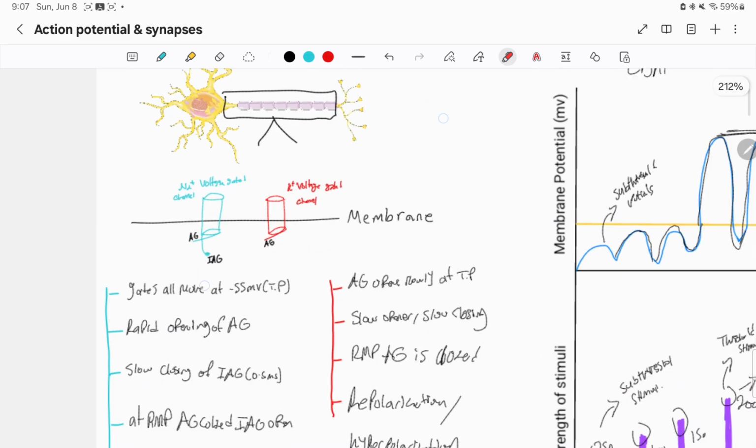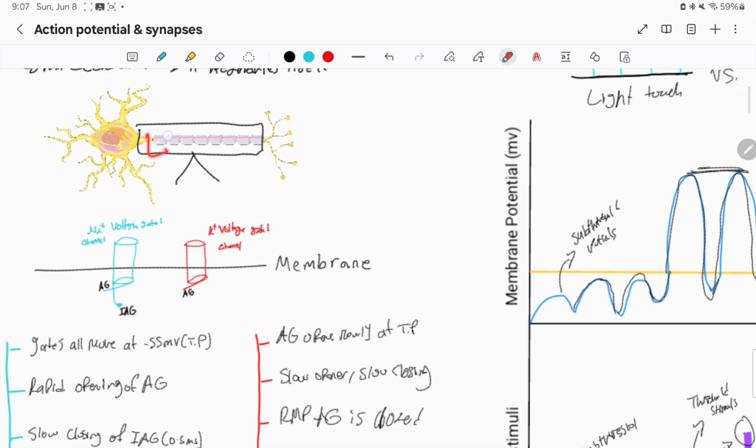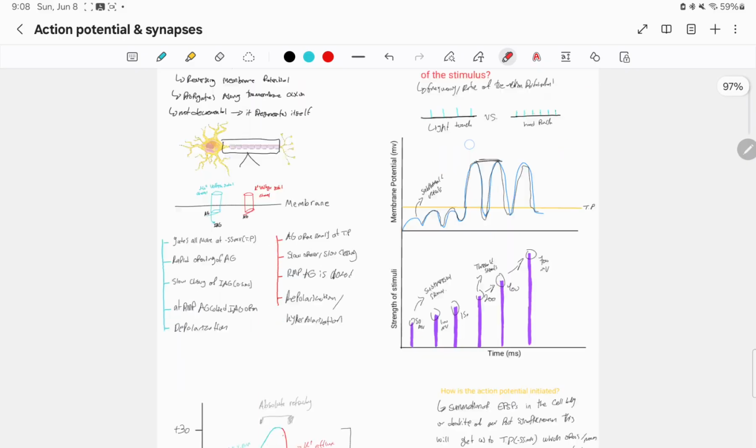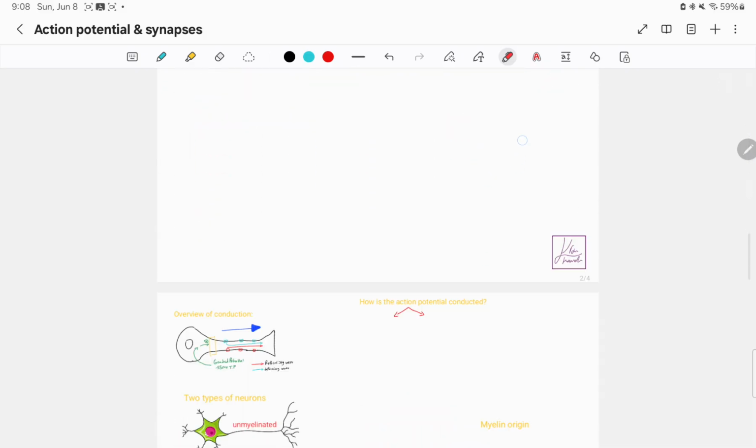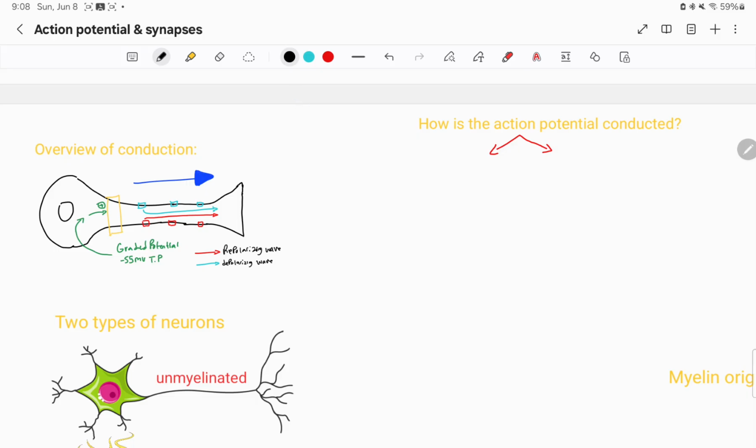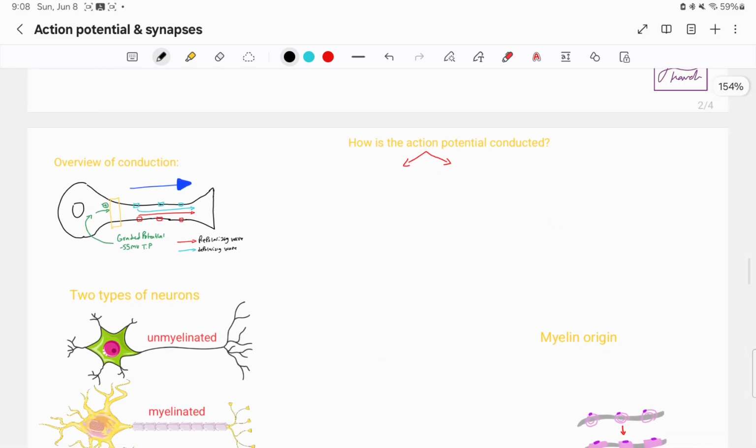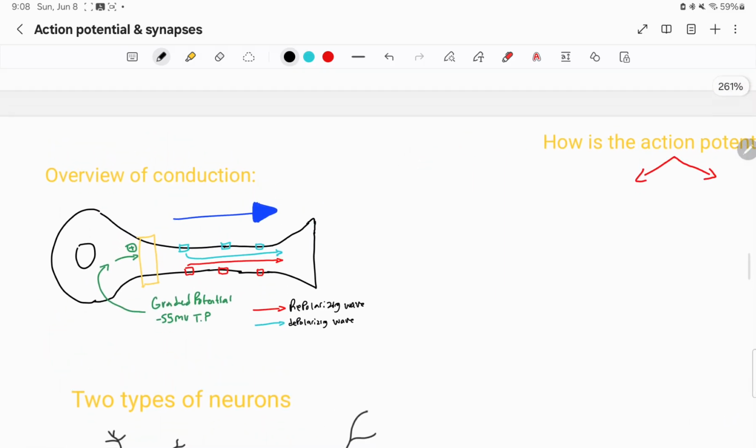So remember, here was our neuron, right? We zoomed in and looked at an action potential on just this one section. But now we have to look at how that action potential is going to get conducted throughout the rest of that neuron. And that's exactly what we're going to do right over here. There are two ways to conduct an action potential. Okay? So once an action potential has started, there are two ways to conduct that action potential. And really, those two ways depend on the kind of neuron you're dealing with. Okay? And we'll talk about that in a bit. But for a second, just bear with me.